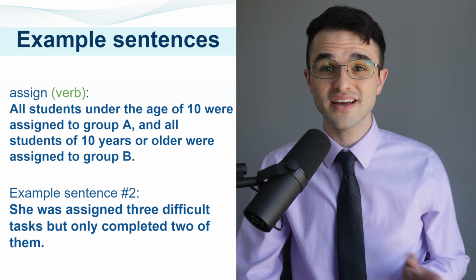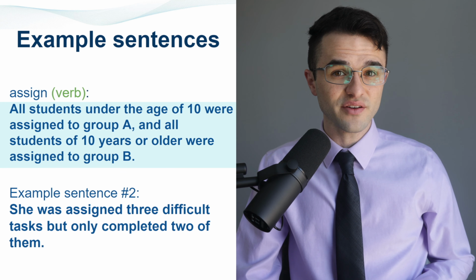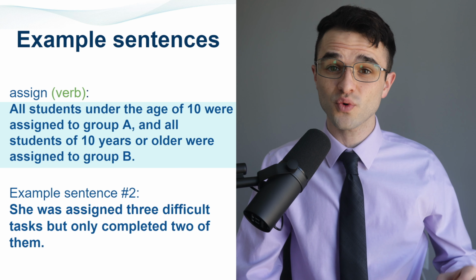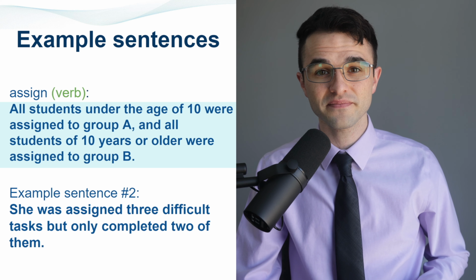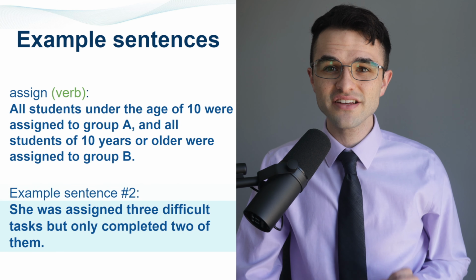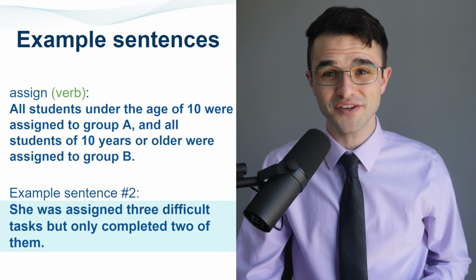Example sentences: assign, verb. All students under the age of 10 were assigned to Group A, and all students of 10 years or older were assigned to Group B. Example sentence number 2: she was assigned 3 difficult tasks, but only completed 2 of them.